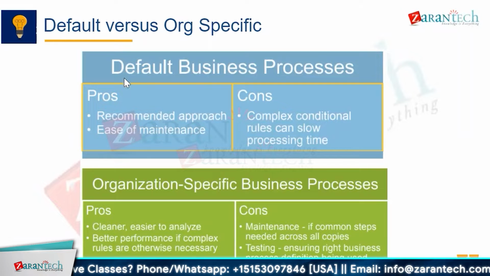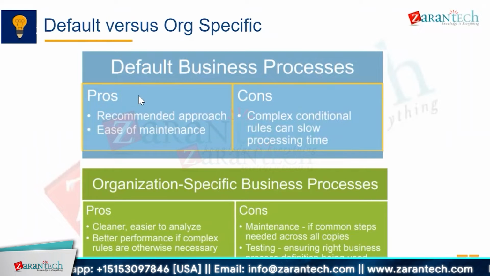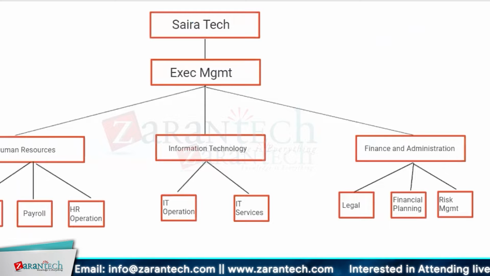All right, so we talked about default business processes that are delivered by Workday. It's just the recommended approach, and it's easier to maintain. Like if you just have one default business process that every org can follow. But the downside of having that, right, is then you'll have complex condition rules. So just like what we're talking about with the ZaranTech stuff, let's say the finance and administration stuff, they really have all these nuances.